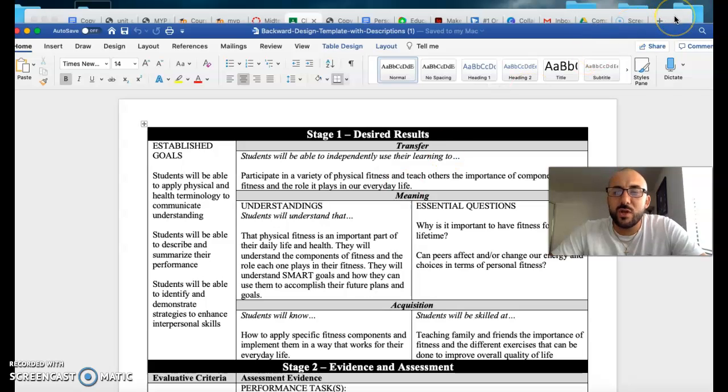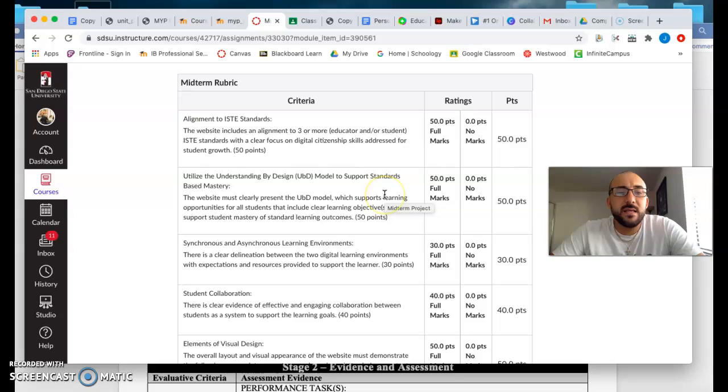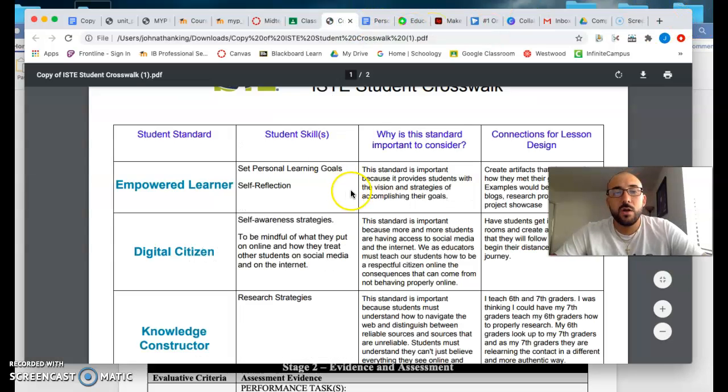And I think it's going to be critical in their learning experience and their engagement throughout this assignment and this assessment. And then lastly, going over the alignment of the ISTE standards. And so I think I have it up here. Here they are. So in the beginning of the year, talking about empowered learner, right?